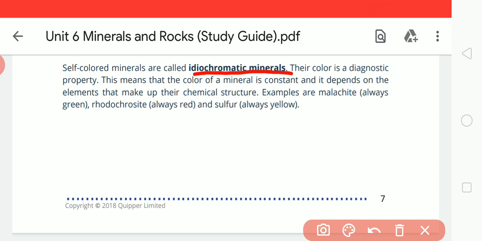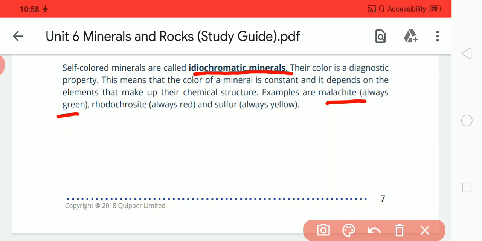No matter what type of location they are in, or kahit lagyan mo pa ng other impurities ang isang mineral, the color will not vary kasi nga idiochromatic. They are self-colored minerals. Kung ano talaga yung kulay niya, yun talaga yung makikita natin. So, their color is a diagnostic property. This means that the color of the mineral is constant, and it depends on the elements that make up their chemical structure. For example, malachite, always green.